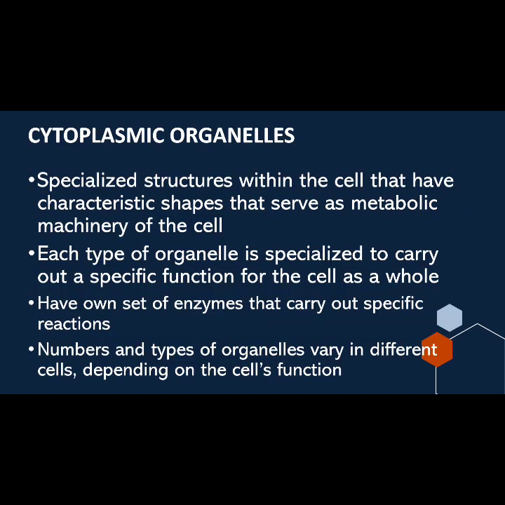Let's take a look at your cytoplasmic organelles. They are specialized structures within the cell that have characteristic shapes and serve as the metabolic machinery of the cell. Earlier I showed you an illustration of a cell, and you have different shapes of organelles. The shape of your mitochondria is different from the shape of your peroxisome, and also different from the shape of your lysosome.